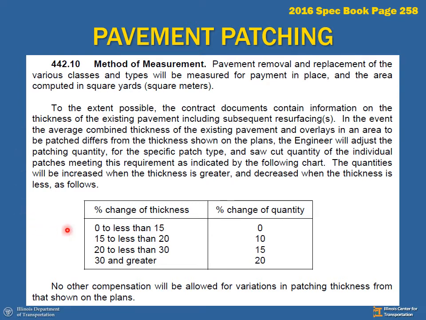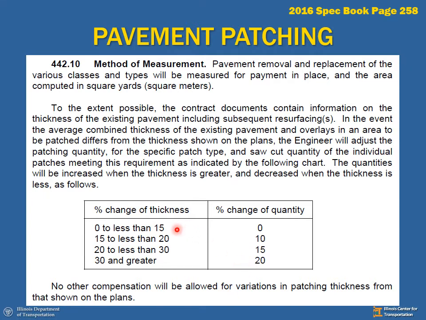Here we have a table that tells us what type of quantity change we have depending on a change in thickness. So we're going to calculate a percent change in thickness from plan to actual, and then we're going to pick a change of quantity based on the range of thickness change that we have. If our existing pavement is thicker, these would be an addition of quantity. If our change in thickness is thinner, these would be subtraction of quantity.